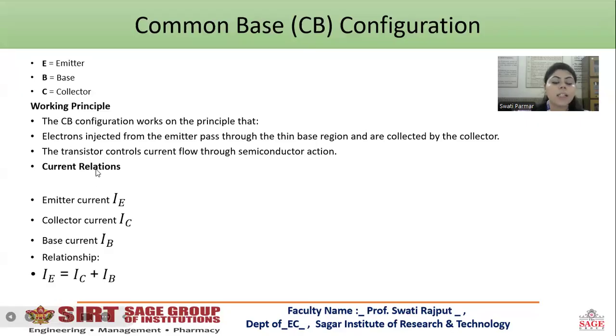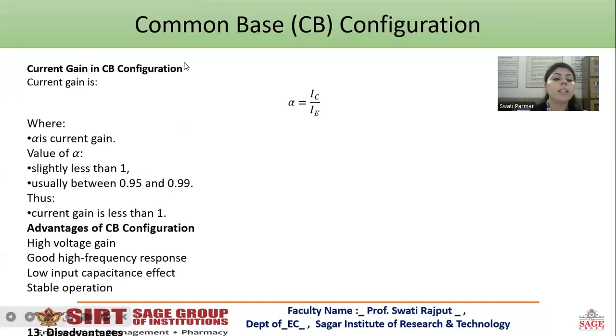Then we can see the current relationship. Emitter current, collector current, base current. Emitter current is IE, collector current is IC, base current is IB. And what is the relationship? IE is equal to IC plus IB. Current gain in CB configuration, alpha is equal to IC upon IE, where alpha is the current gain, slightly less than 1, usually between 0.95 and 0.99. Current gain is less than 1.